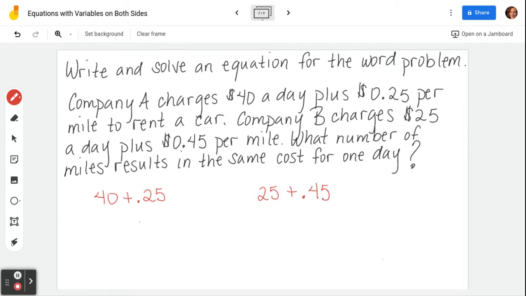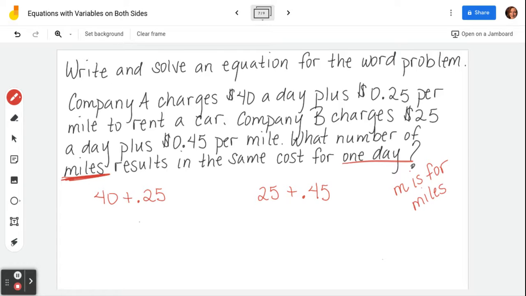45 cents per mile. But again, which is my variable? Which is the one that's going to change, that's going to help me get my answer, the day or the mile? Let's keep reading. What number of miles? There it is, right there. I'm trying to find miles. So let's define a variable. Let's say that we're going to use M for miles. And we're just doing this for one day.